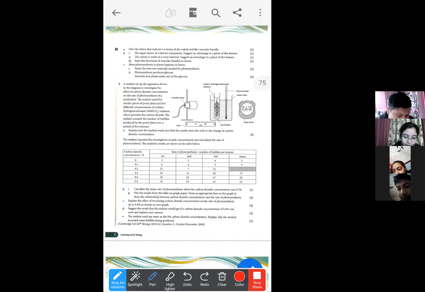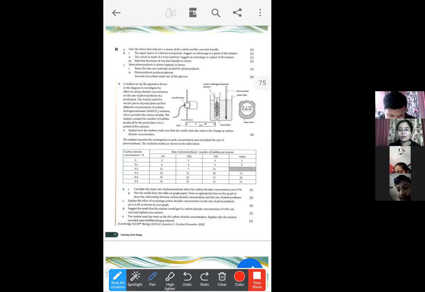Now you see the student counted the number of bubbles. Why did they count the number of bubbles? To see the rate of photosynthesis. Mainly, while photosynthesis happens, what does this bubble indicate? Oxygen is coming out. Yes. So bubbles will indicate that the oxygen is coming out.